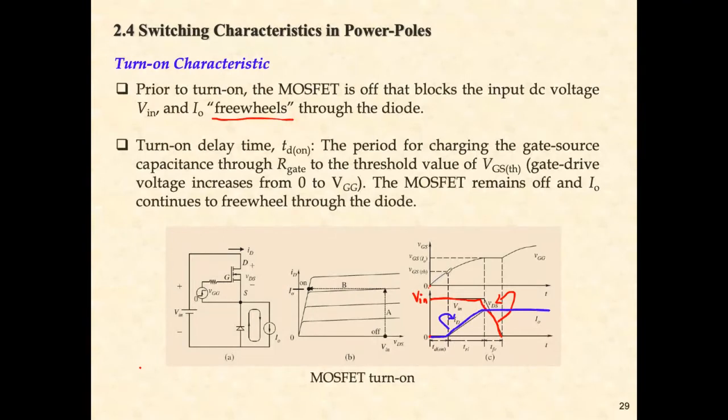So the first region should be below the threshold voltage, right? Below threshold voltage, nothing happened. Do you still remember? When the gate source voltage is below the threshold voltage of the MOSFET, nothing happened. So when we increase the VGS from 0 to the VGS threshold value, nothing happened. ID is still 0, and VDS is still equal to V in. So this is the first region.